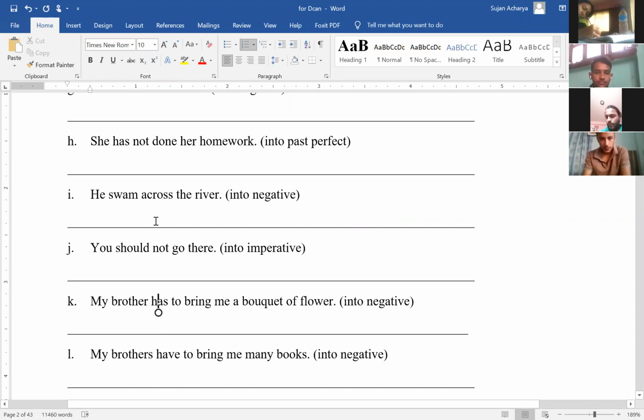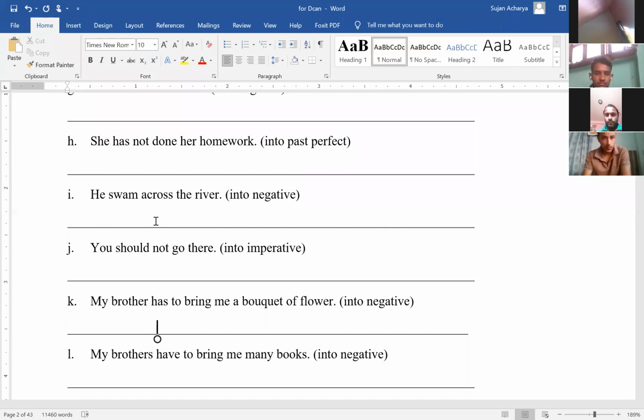My brother has to bring me a bouquet of flowers, into negative. Sagar, can you attempt? Yes, sir. My brother does not have to bring me a bouquet of flowers. My brother has to bring.